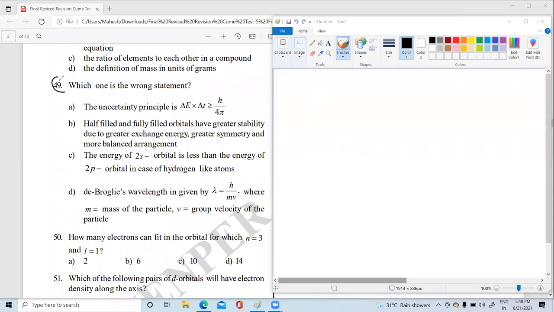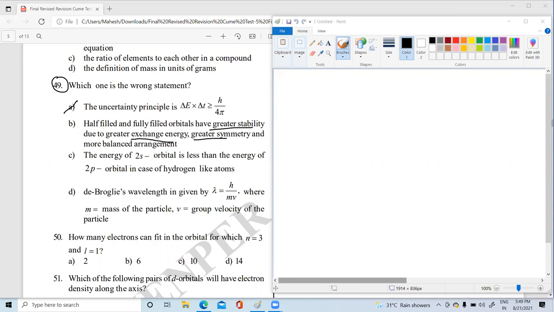Next, question number 49, students. Which one is the wrong statement? The uncertainty principle, del E into del T greater than or equal to h by 4 pi. This is the correct one only. Half and fully filled electronic configurations have greater stability. Yes, it is correct. What is the reason? Due to the exchange energy and as well as greater symmetry is present. So this also will be a correct option only.